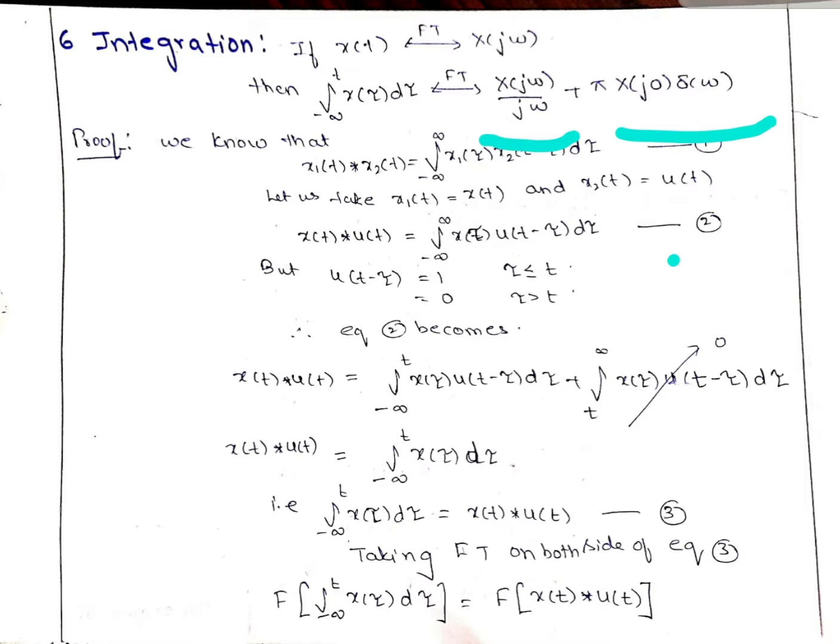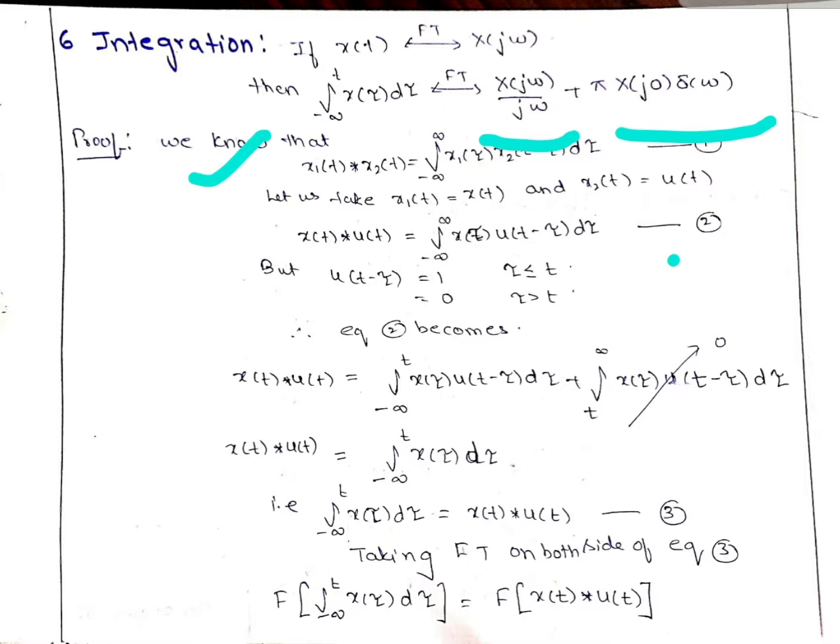Now we know that the convolution of x1 of t with x2 of t is given by the integral from minus infinity to plus infinity of x1 of tau into x2 of t minus tau d tau, where tau is a dummy variable. Let us take this as equation 1.